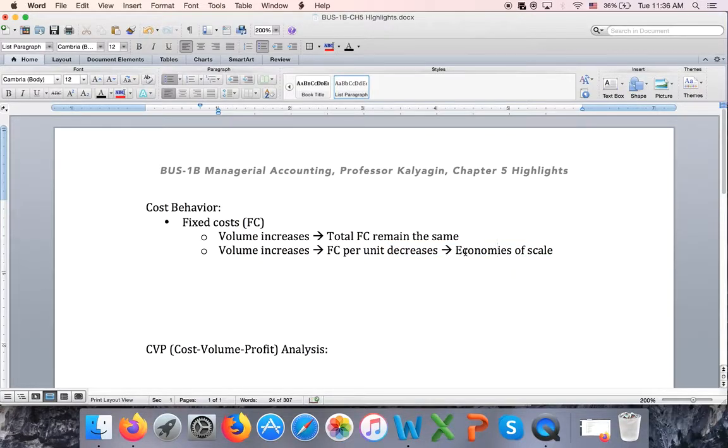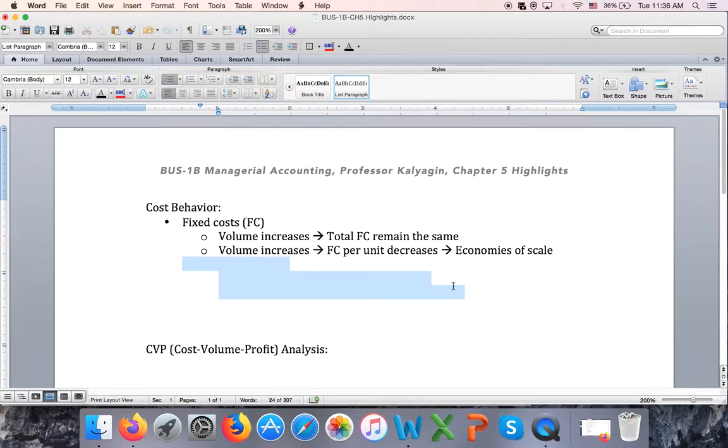So, if I pay $1,000 rent and I make 1 unit, then my fixed cost per unit is 1,000. But if I make 2 units, it's going to be 500. And if I make 10 units, it's going to be 100. And the more units I make, the less fixed cost per unit becomes.